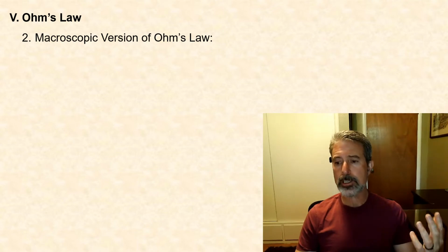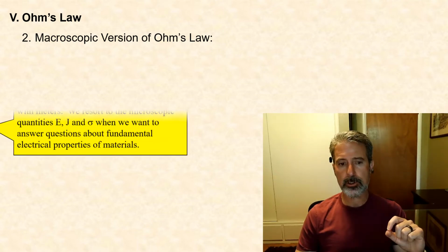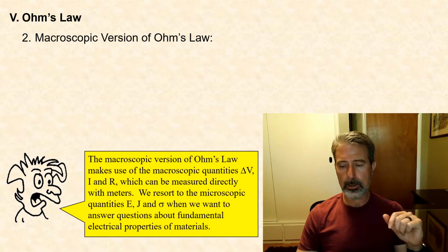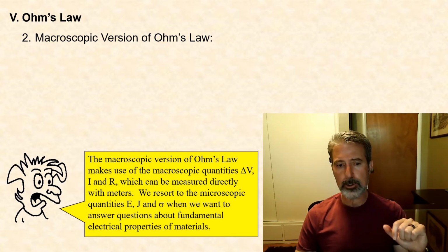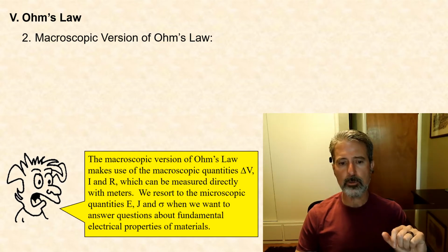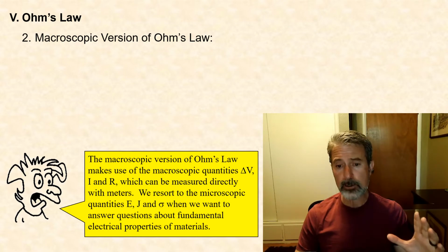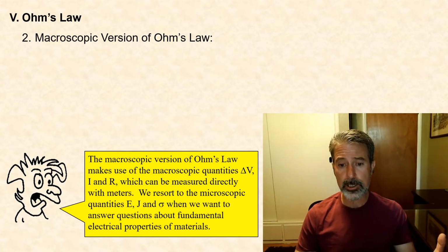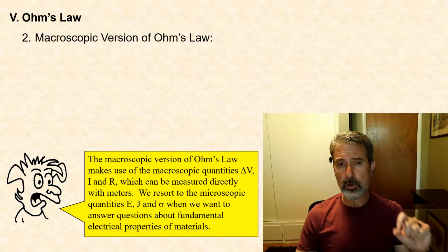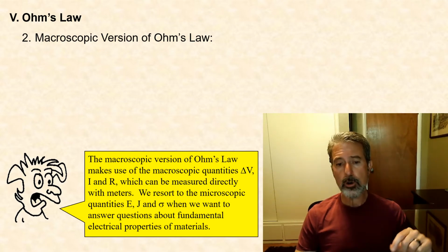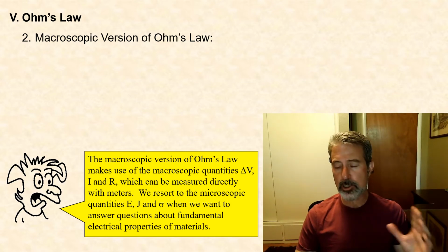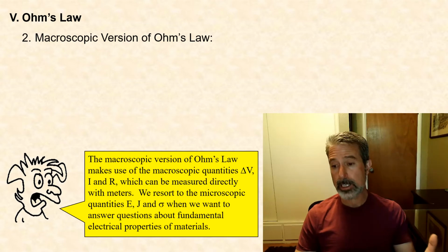And to help us see the difference between these two versions, let's recruit our little friend here who tells us that the macroscopic version of Ohm's law makes use of the macroscopic quantities, that is electric potential difference, current, and resistance, which can be measured directly with meters. So we see that in a practical sense, we can make measurements of these quantities much easier than we can a quantity like electric field or current density.